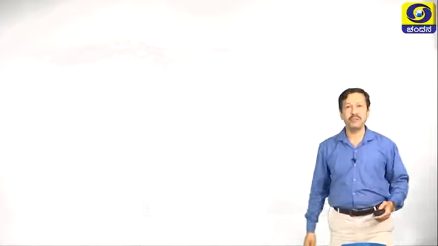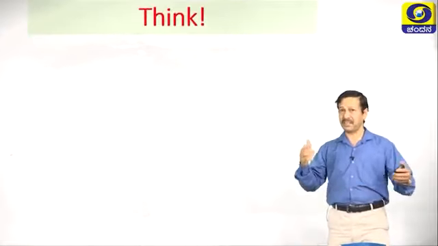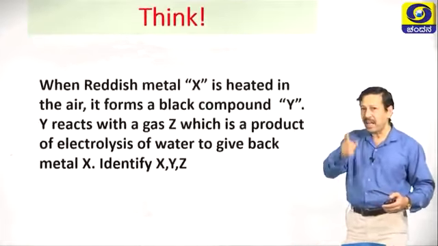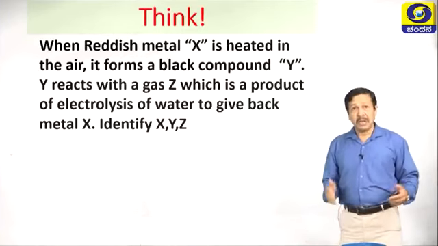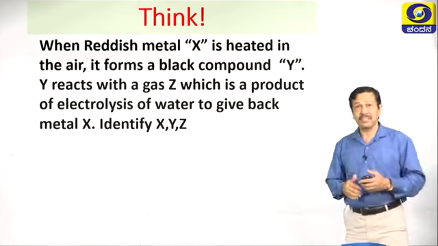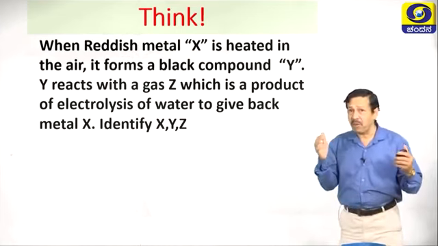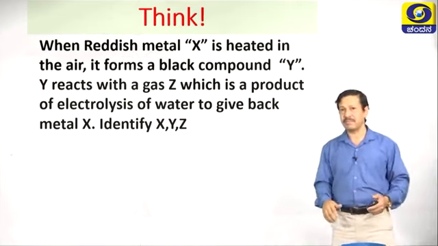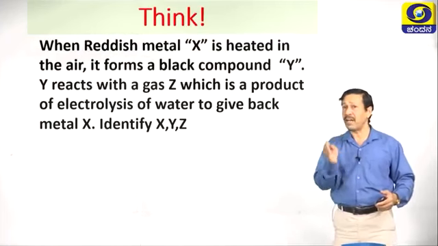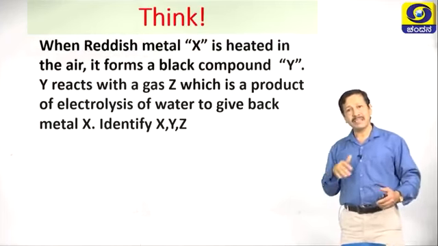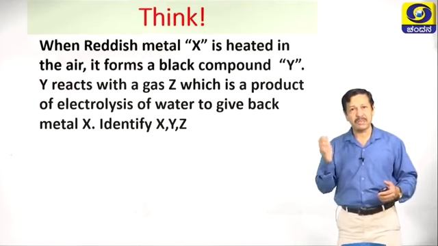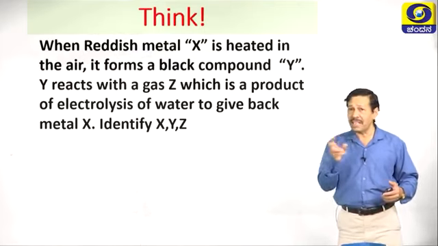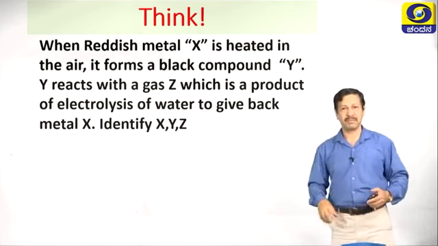Now, let us move on to the next one. Think. You have to think and analyze the situation, then you have to write the answer. When a reddish metal X is heated in air, it forms a black compound Y. Probably you observed this one at home. Electrical appliances become black due to a short circuit. The copper coil inside becomes black.